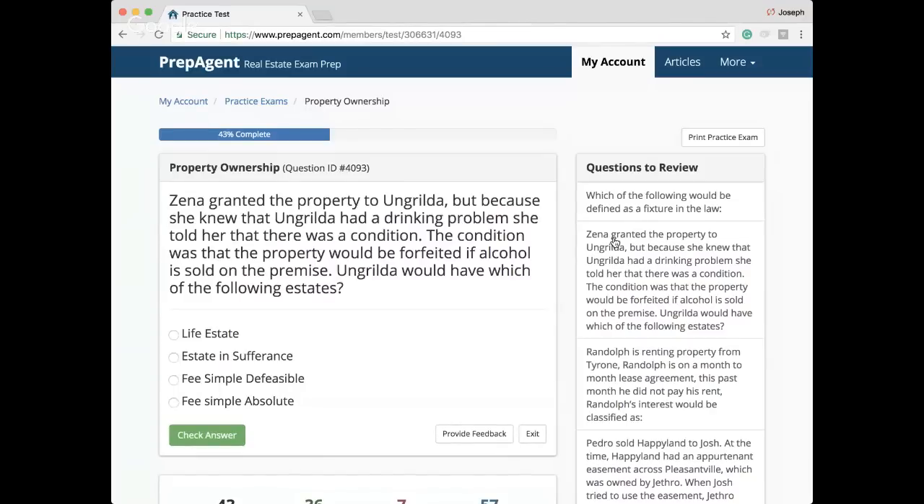Okay, Xena granted the property to Ugrilda, but because she knew that Ugrilda had a drinking problem, she told her there was a condition. The condition was the property would be forfeited if alcohol is sold on the premise. Ugrilda would have which of the following estates? A, life estate, B, estate at sufferance, C, fee simple defeasible, or D, fee simple absolute? What do you guys think?